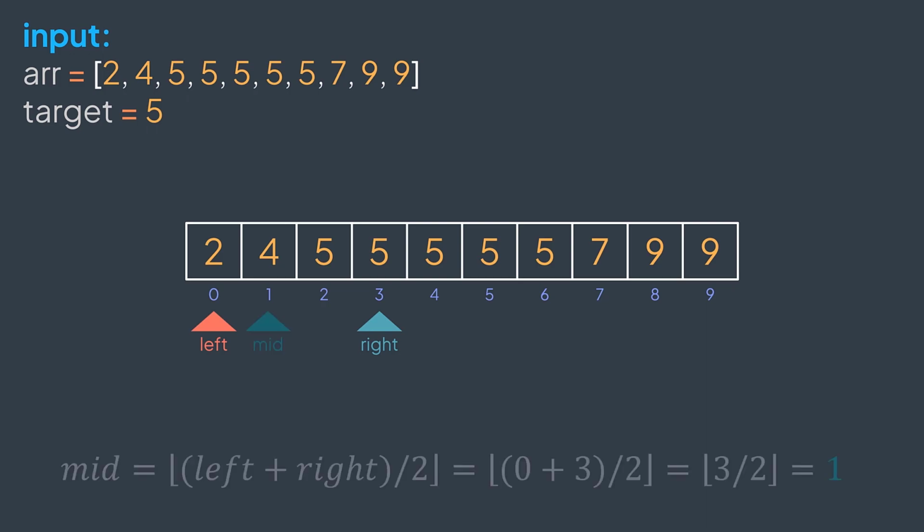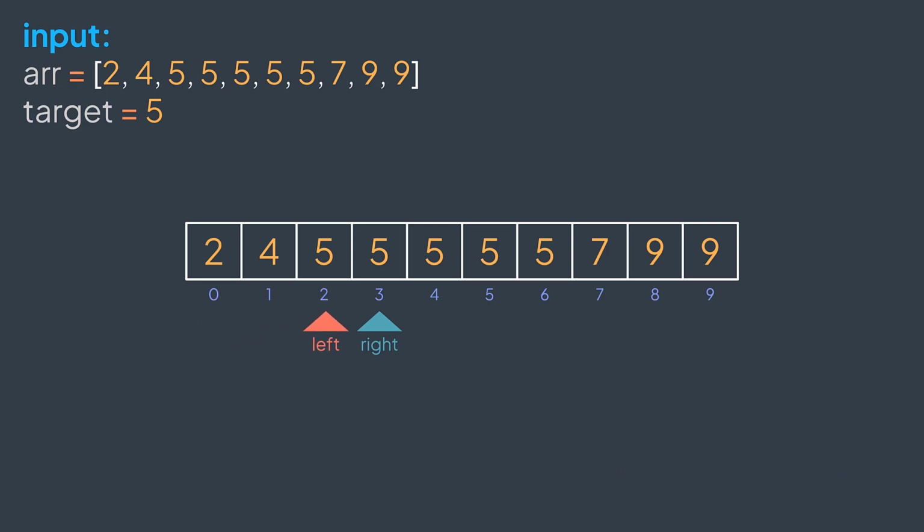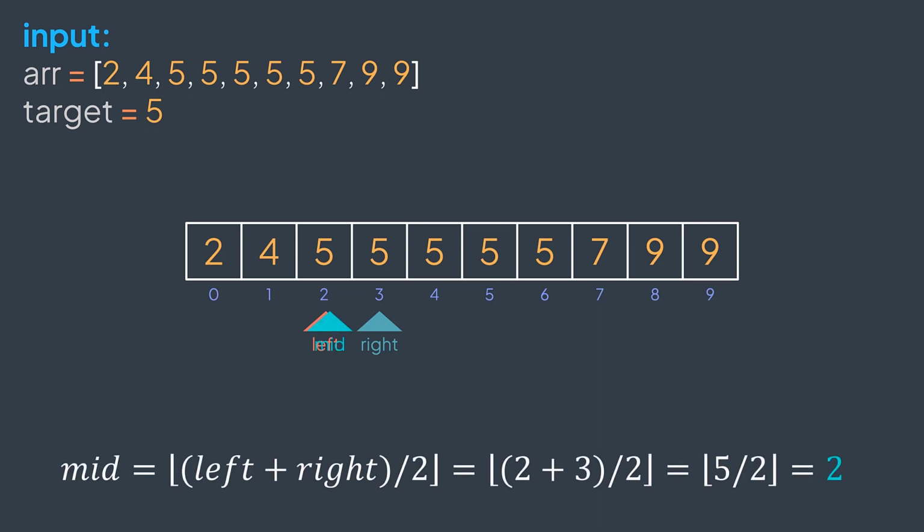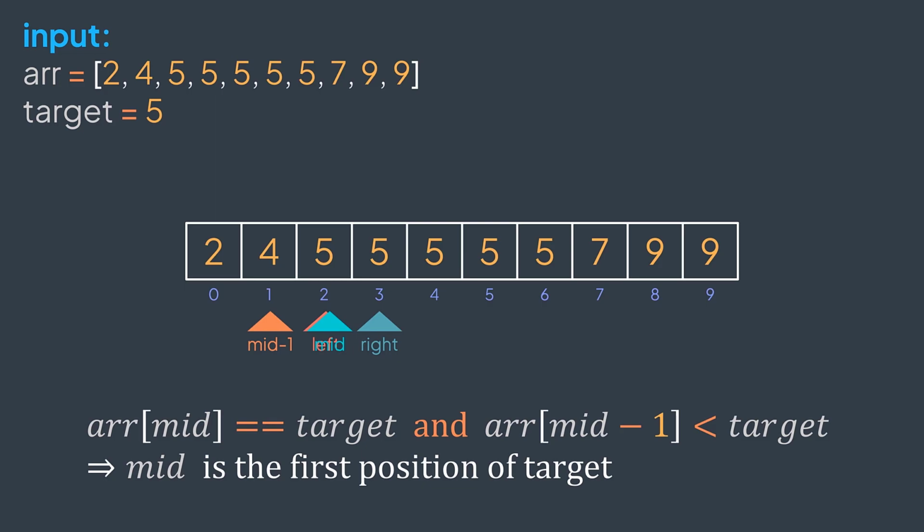We continue. Mid is now 0 plus 3 divided by 2, we get 1. r of 1 is smaller than target, so the starting position can only be in the right part. We continue. Mid is now 2 plus 3 divided by 2, which is 2. r of mid is equal to target, and r of mid minus 1 is smaller than target, so mid represents the first position of target, we return it.